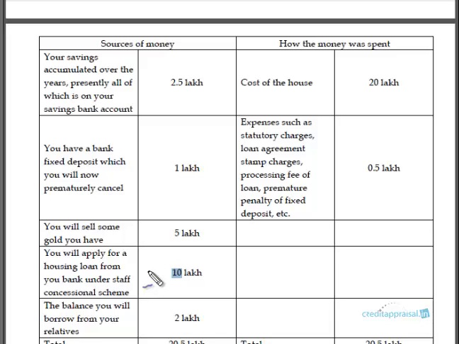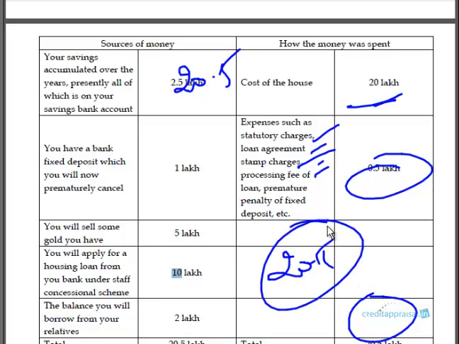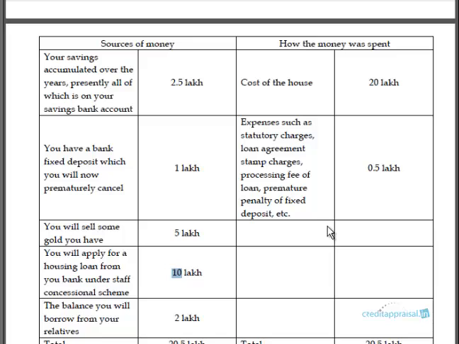So see here, in this example, you require a total of 20.5 lakhs. 20 is the cost of the house, and the other expenses such as statutory charges, loan agreement, stamp charges, processing fee, and all other. So 50,000 anyway. So you require 20.5 lakhs. This is your requirement. As an employee, I'm assuming you're a banker, what are the various sources from which you can arrange that 20.5 lakhs?